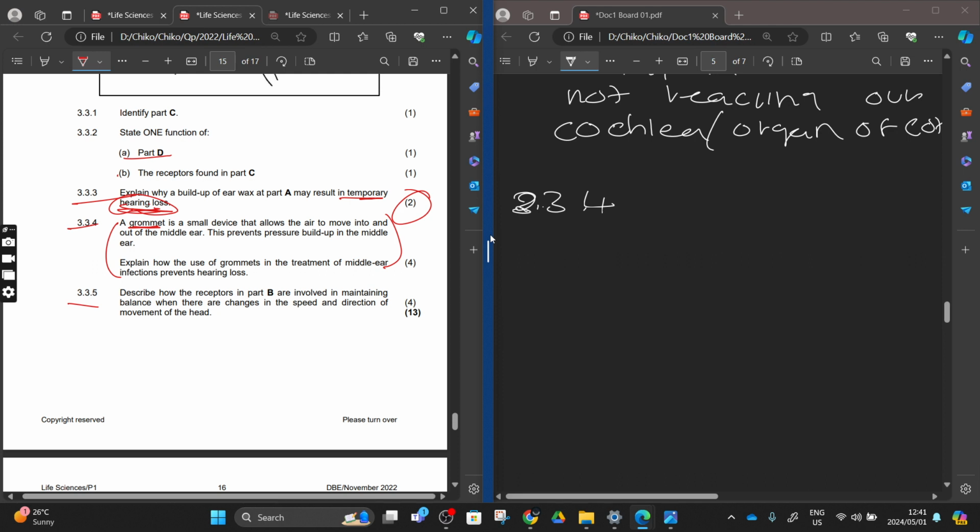Explain how the use of a grommet in the treatment of a middle ear infection prevents hearing loss, right? This one is going to remove the build-up, or the liquid that builds up in our middle ear. We are going to talk about this tomorrow. Allow me.